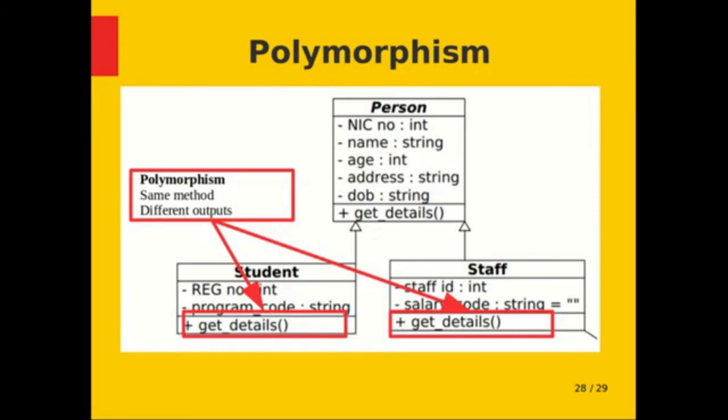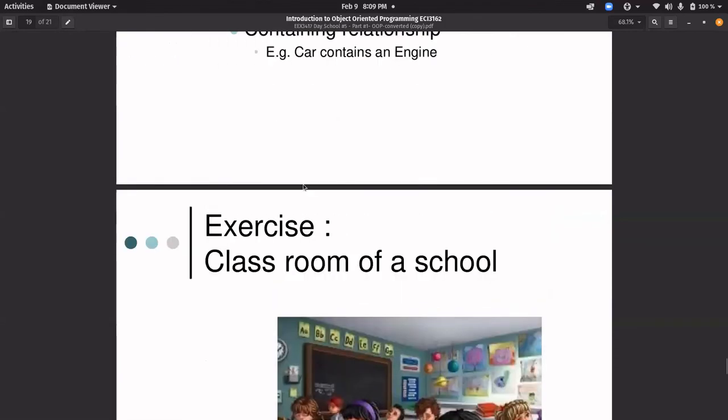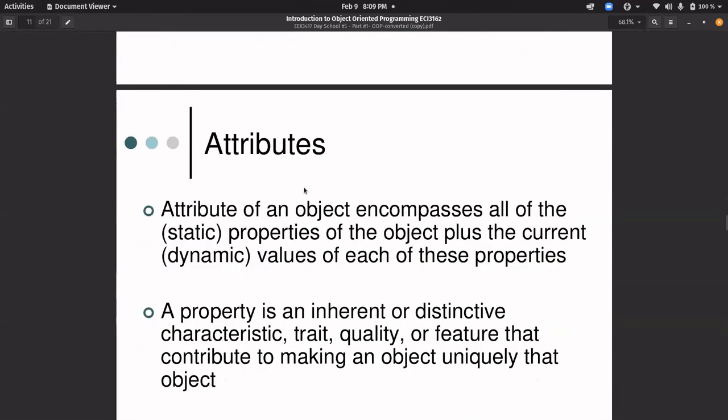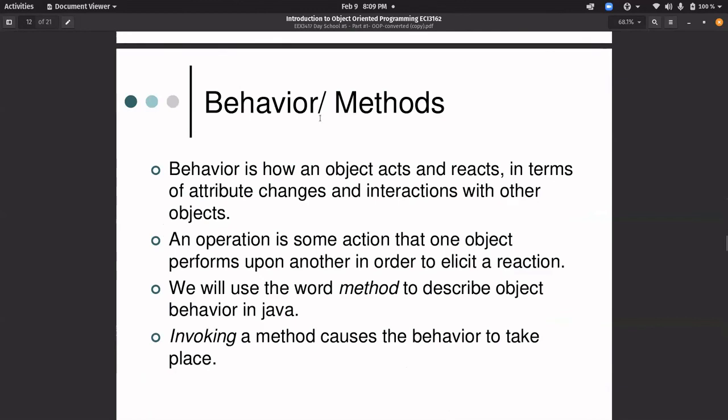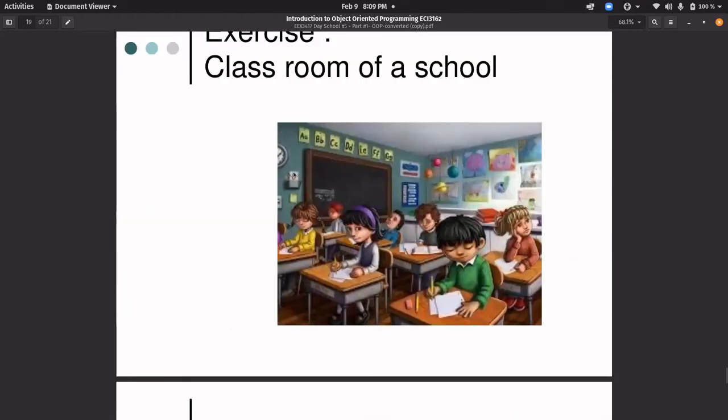Polymorphism. Both the student and staff have a method called getDetails. Even though the name of the method getDetails in the two classes is the same, their operations and outputs are different. This is called polymorphism. In object-oriented programming, I told you about objects, attributes, and behavior. Behavior we also call by another name, method.